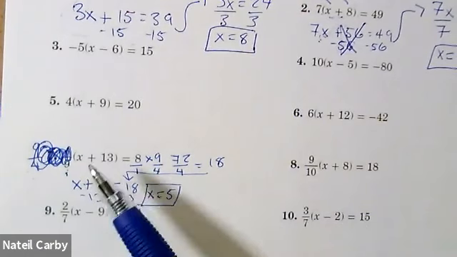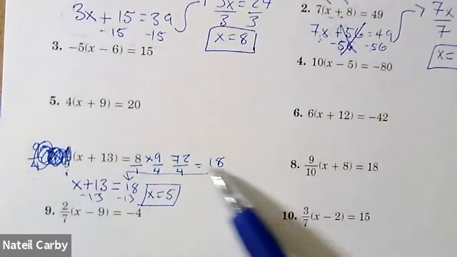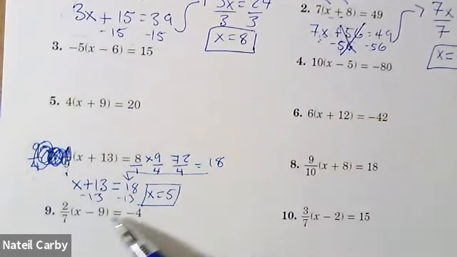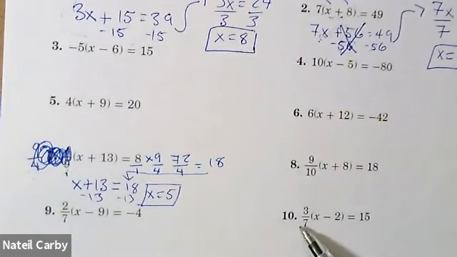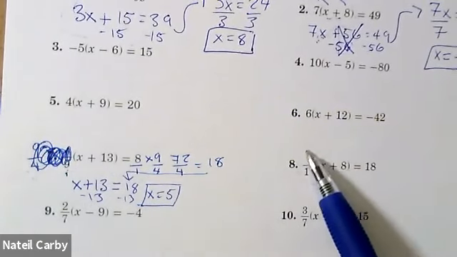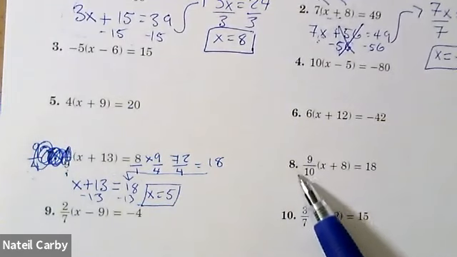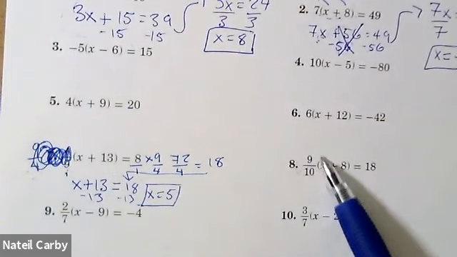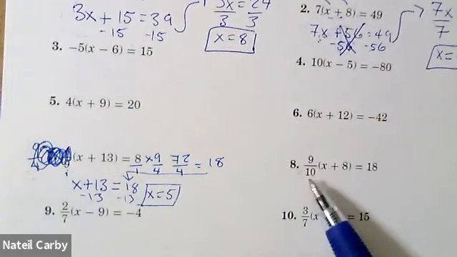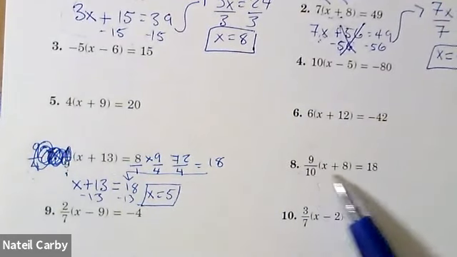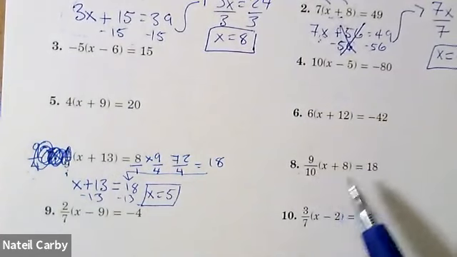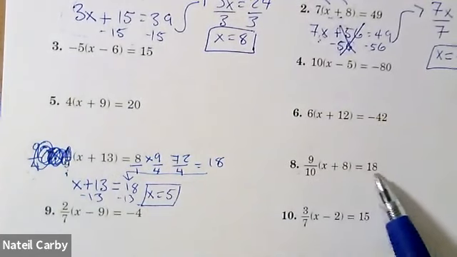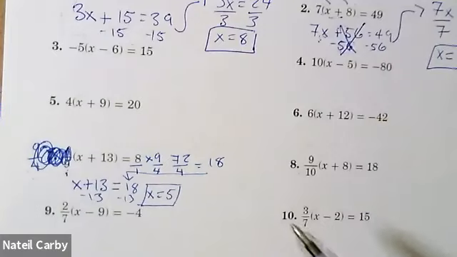So when you're looking at stuff like number 7, number 8, number 9, number 10, and you got the fraction out front here as your factor, you could make life a lot easier and multiply by the reciprocal. Just make sure you multiply both sides by the reciprocal. Okay, so let's do number 8.